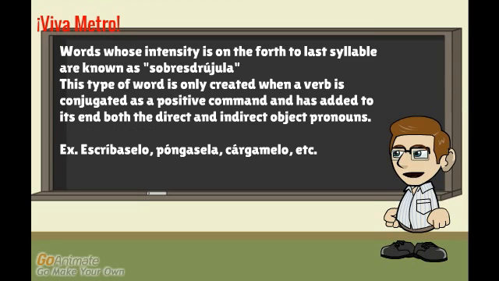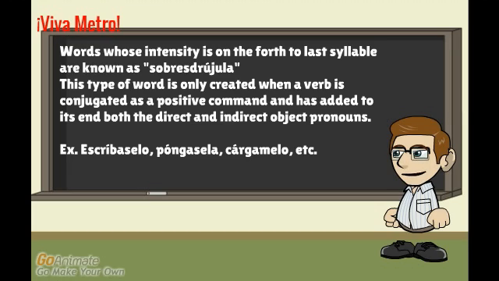Words whose intensity is on the fourth to last syllable are known as sobreestrújula. This type of word is only created when a verb is conjugated as a positive command and has added to its end both the direct and indirect object pronouns. Notice the following examples all contain accent marks.